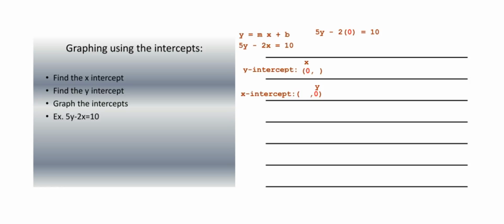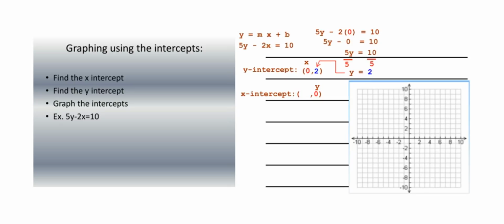In the first case, let's substitute the x value of 0. That will give us the solution of the y value. So 2 times 0 is 0, and 5y minus 0 just leaves us with 5y equals 10. Let's solve for y by dividing by 5 on both sides. 5 divided by 5 cancels out, and 10 divided by 5 gives us 2. Y equals 2. So the y value of the y-intercept is 2. The y-intercept is 0, 2.